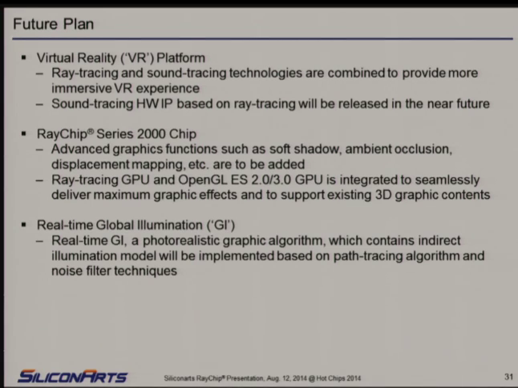Second is the RayChip Series 2000 chip. This second generation ray tracing chip will be equipped with advanced graphics functionalities such as soft shadows, ambient occlusion, displacement mapping, and so on. On top of that, an OpenGL ES GPU will be integrated with the ray tracing GPU to deliver maximum graphics performance and support traditional graphics contents.